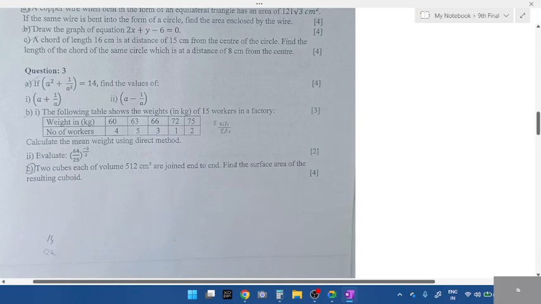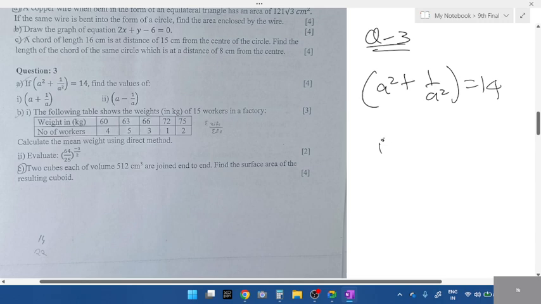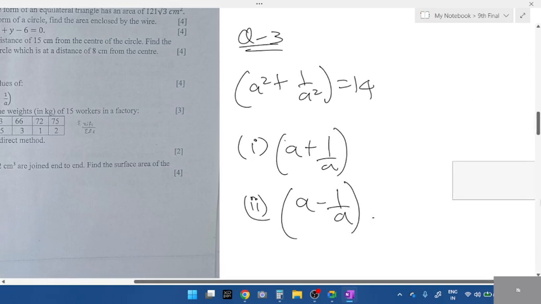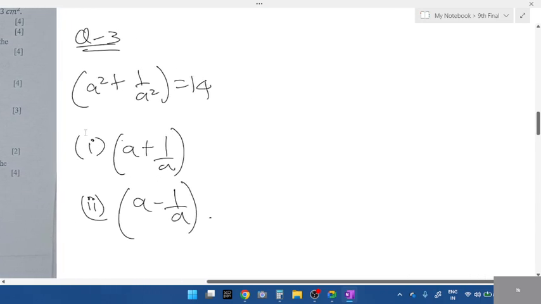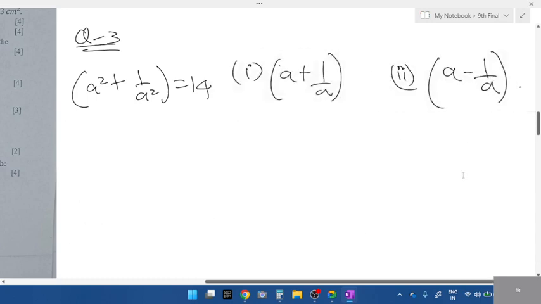Shall we start with question 3? Do you all have the answers with you? All have to answer, students. See, by now you should have become fully thorough in this. What is the degree given in the question? 14. And what are the two sub questions? a plus 1 by a, and the next one is a minus 1 by a. Okay, what are the degrees for the two sub questions? 1. Which concept do we use if the degree is 1? No, no, which formula? How do you solve it, students?